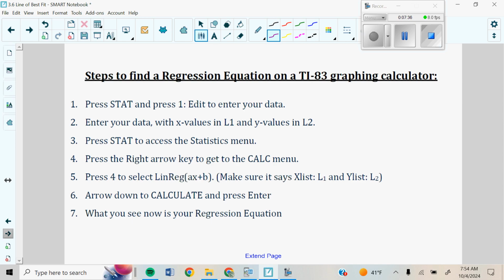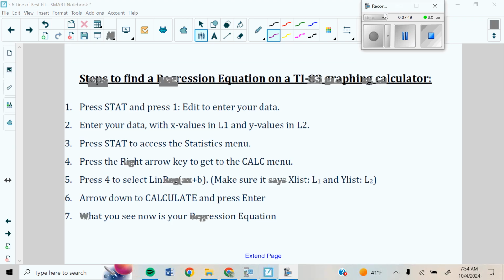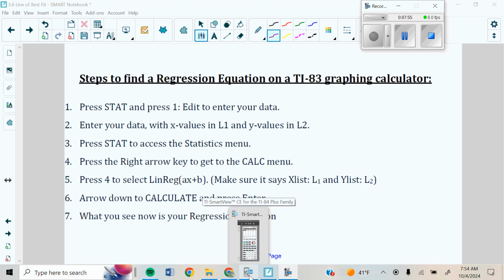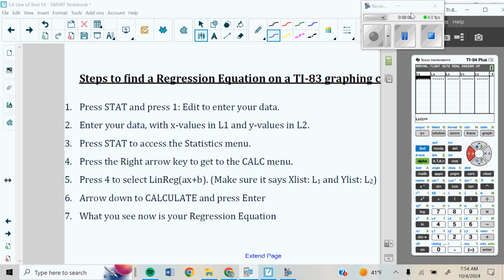So for that, I'm going to just jump over to my computer to pull up my calculator. You're going to need your graphing calculator out. This is for a TI-83 or an 84. Both of those are fine. They follow the exact same rules. So if I pull my calculator up, first it says press STAT and press 1 and enter your data. I'm going to slide that over here.